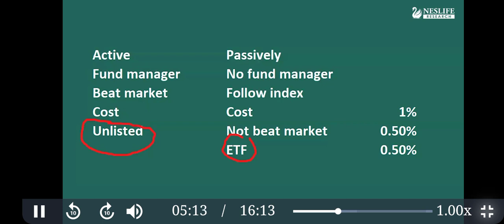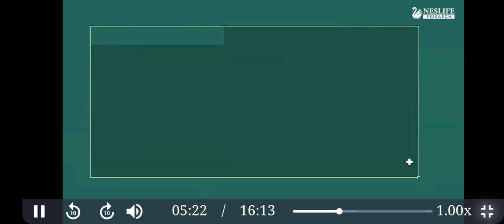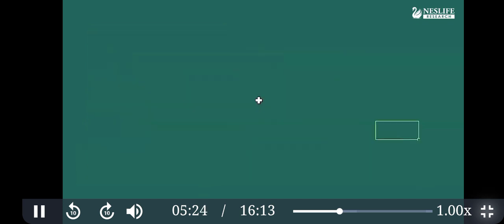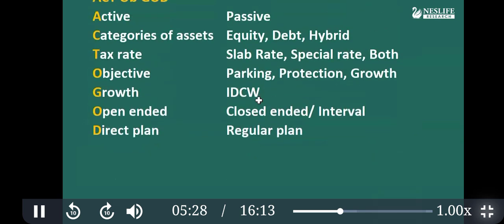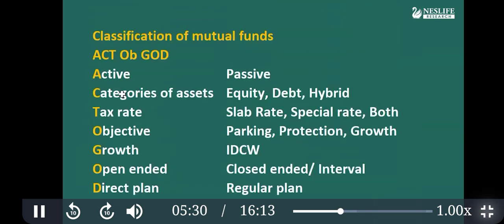So this is a description about actively managed fund and passively managed fund. This discussion will come into picture again when we discuss the return and cost comparison. In this video, what we are discussing is classification of mutual fund. Now, next is the category: equity category, debt category, hybrid category.